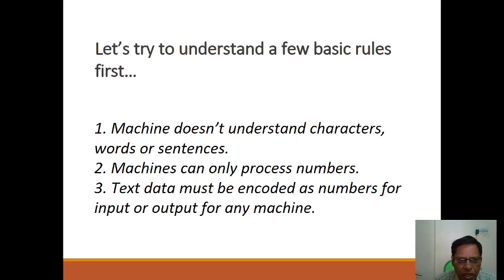Okay, so let's try to understand a few basic rules. Machine doesn't understand characters, as we know, words and sentences. What does the machine understand? Machine will understand only the binary information. These words, sentences, characters are converted into machine language. Machines can only process numbers. So text data must be encoded as numbers for input or output for any machine. Text data has to be encoded or decoded from numbers to the characters, words to the numbers.